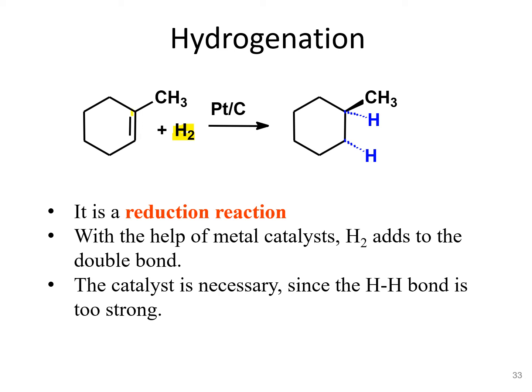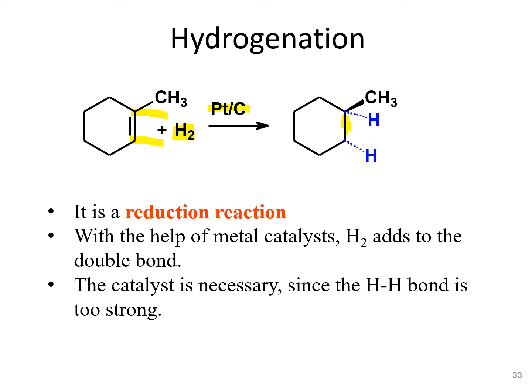One of the carbons around the double bond will take one hydrogen, the second one will take the other hydrogen, and this double bond will be broken. So we can see a single bond only remaining here, and two hydrogens have been added up. Platinum or carbon are the catalyst for this reaction.